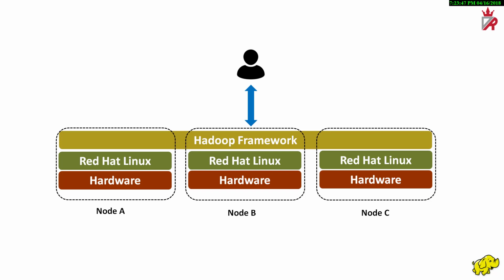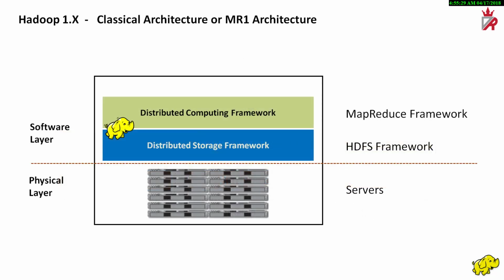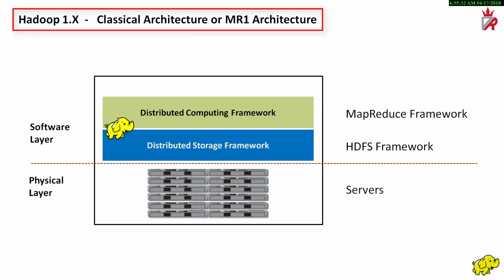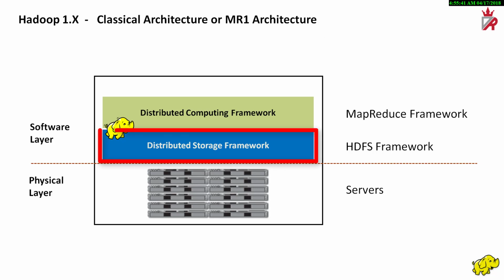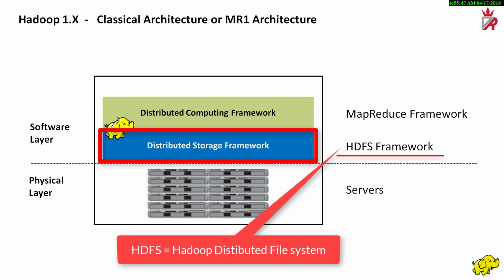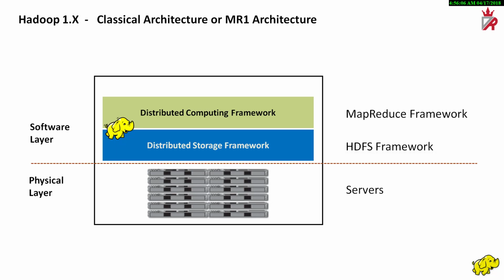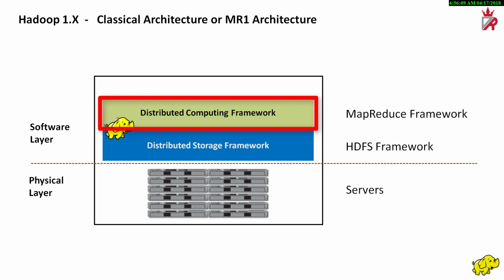With its distributed storage and compute capabilities, Hadoop is fundamentally an enabling technology which enables a cluster of nodes to work with huge datasets. As already discussed earlier, Hadoop 1.X is popularly called classical architecture or MR1 architecture. Hadoop 1.X has two components. First component is distributed data storage framework called HDFS, where HDFS stands for Hadoop Distributed File System. And the second component is distributed data processing framework called MapReduce framework. Using this framework, we can process the data residing in HDFS.